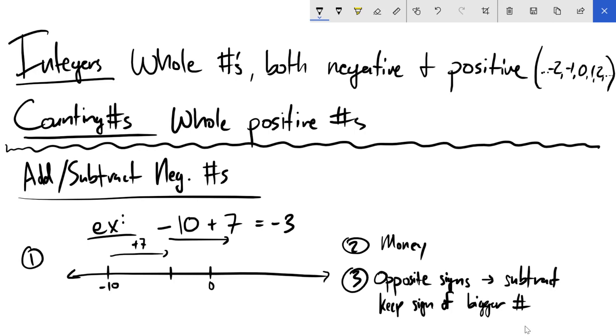But the key is just read it left to right. Think of this as your starting point and that as where you're going. And if you like rules, then that's the rule. If they have opposite signs, like a negative and a positive, and you're trying to combine them, then you just subtract and keep the sign of the bigger number, because there's no way you can go back to positive if the positive number is smaller than the negative number. So any of those work.